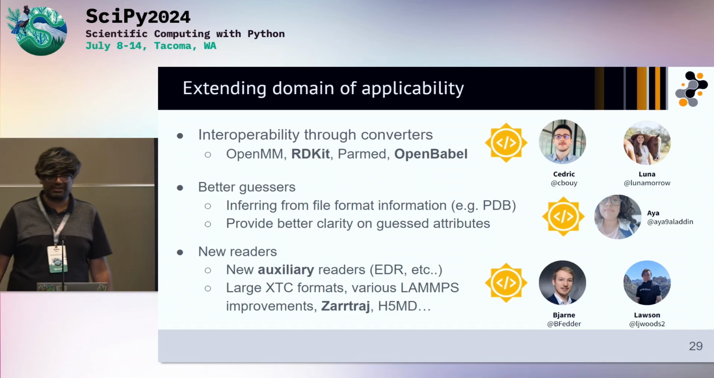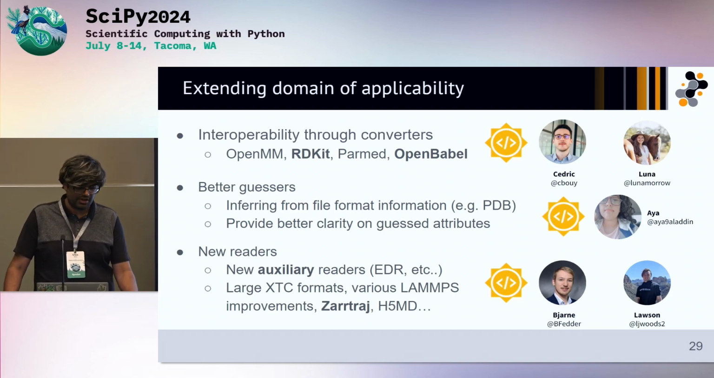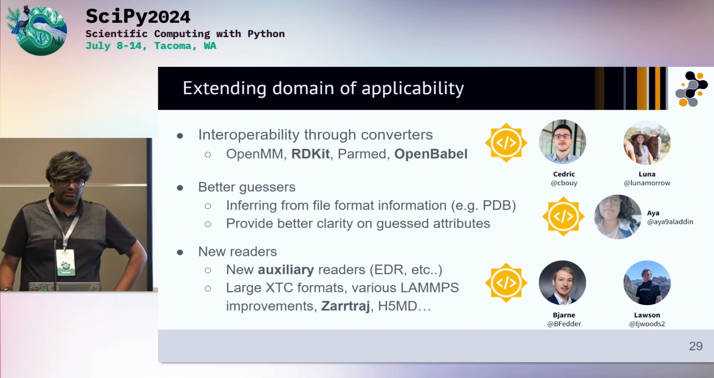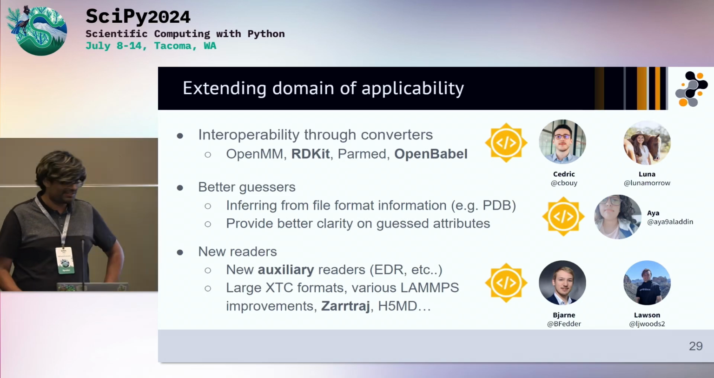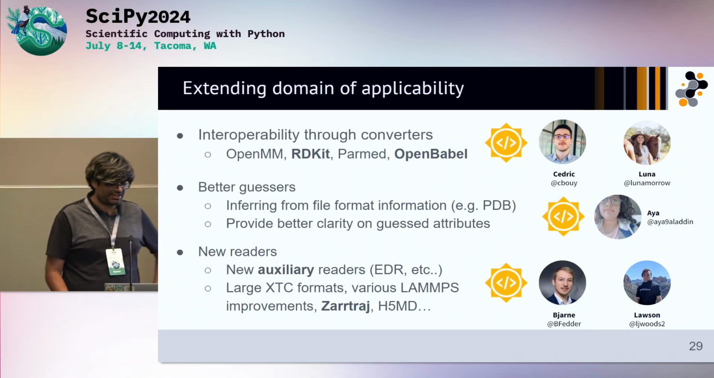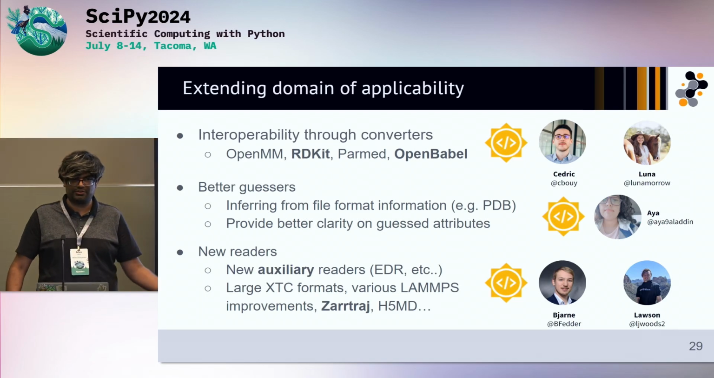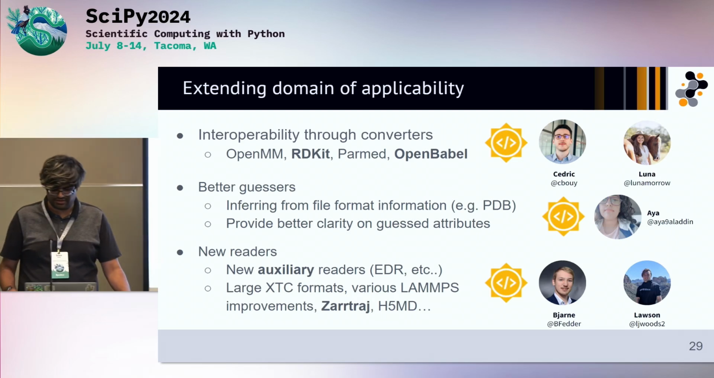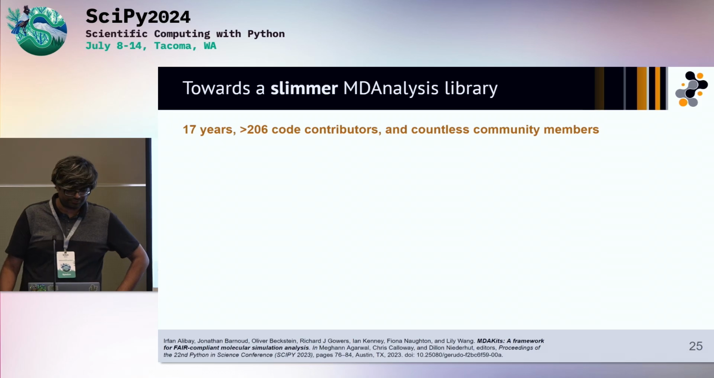We want to increase our guessers so that we have better chemical information that we can derive from our input files, which is something that Irfan has been working on. And we're also working on new readers. As you saw before, we're I/O limited now if we really leverage parallelism. And so what Lawson's doing this year with Google Summer of Code is to leverage Zarr in order to do some really wonderful parallel streaming and remote data access for large data sets.